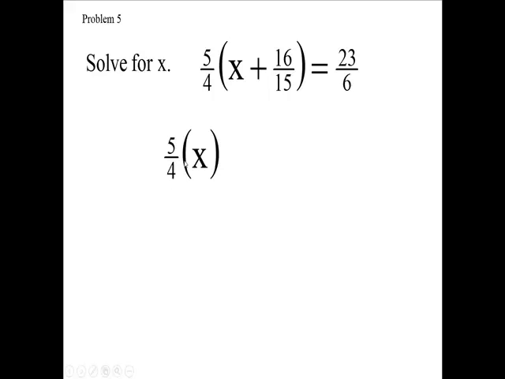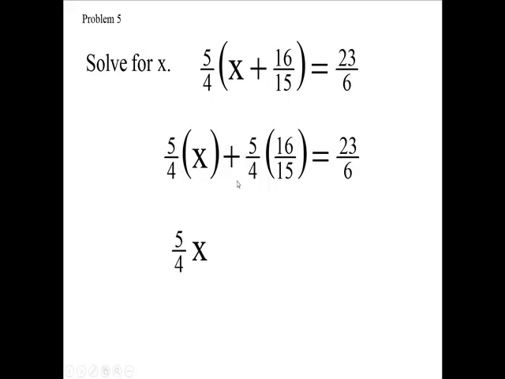5/4 distributed onto the x, then you have your plus sign. And then we have 5/4 distributed onto the what? Okay, this equals the 23 over 6. So we don't have to have parentheses here. It looks cleaner without the parentheses. Let's write 5/4 times x plus 5/4 times 16/15.